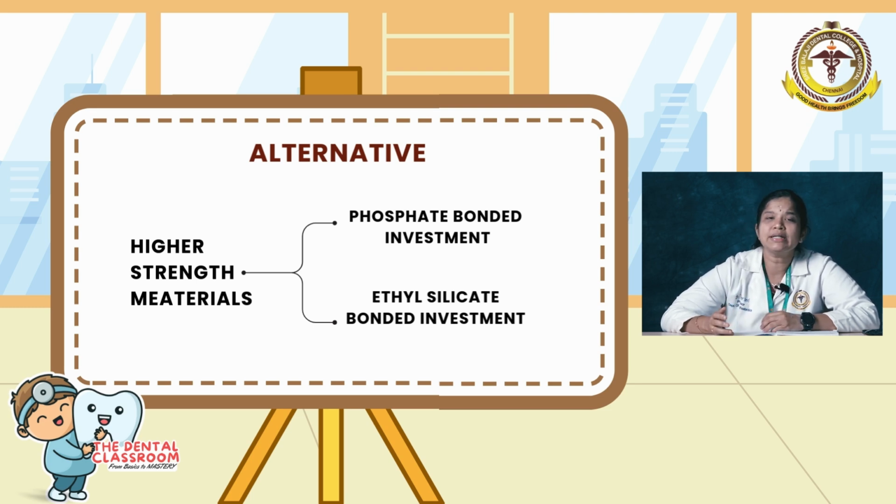The next alternative material is the higher strength material, which is your phosphate bonded investment and ethyl silicate bonded investment. In our next class, we will discuss the phosphate bonded investment material, how it is used, what its advantages are over the gypsum bonded investment, and how we are going to use this material to fabricate a restoration using your base metal alloys.